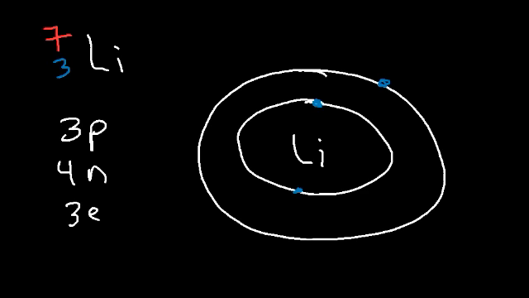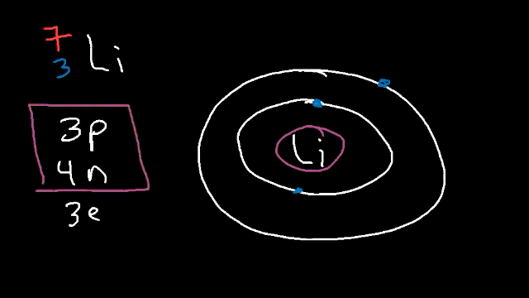Now, within the nucleus of the atom, which is here, the protons and the neutrons exist in that location. So the 3 protons and 4 neutrons, they're inside the nucleus of the atom. That's where most of the atom's mass is located, within that small, tiny region of the nucleus. The electrons are orbiting around the nucleus.